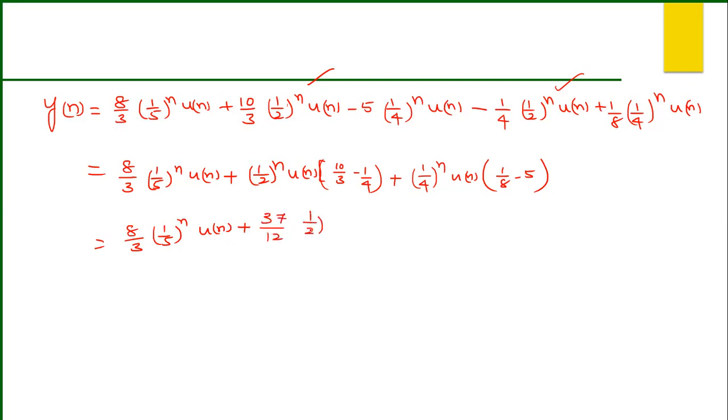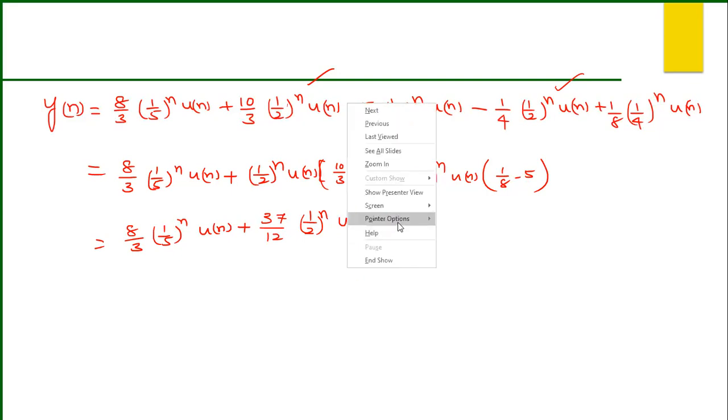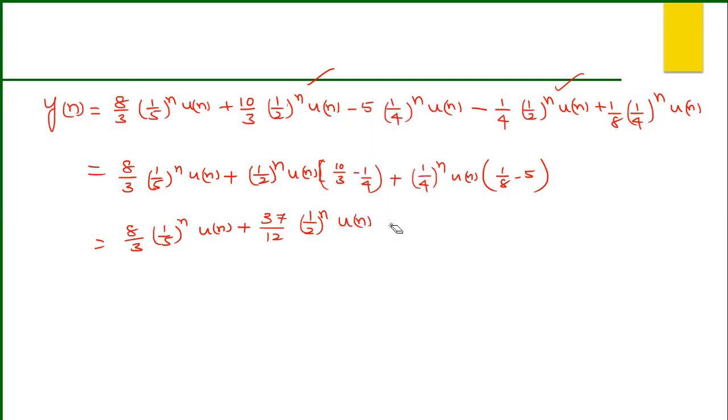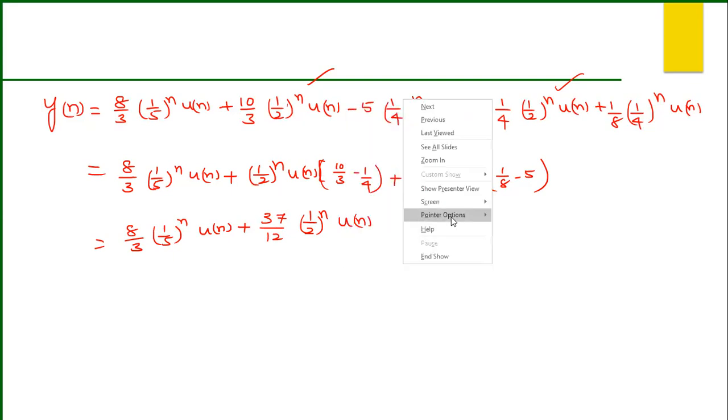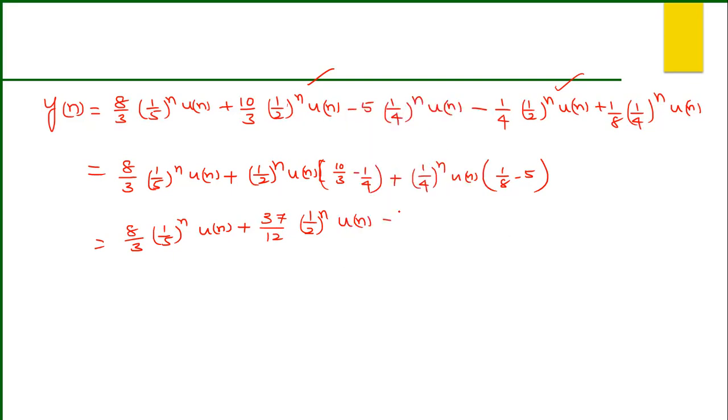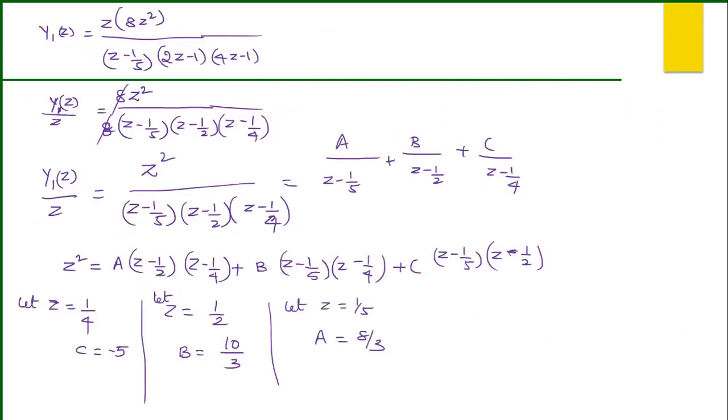37 by 12, (1/2)^n u[n] plus 8 for 8, 5, is that 40? 1 minus 40 is minus 39 by 8, (1/4)^n u[n]. This is the inverse Z transform for Y(z).